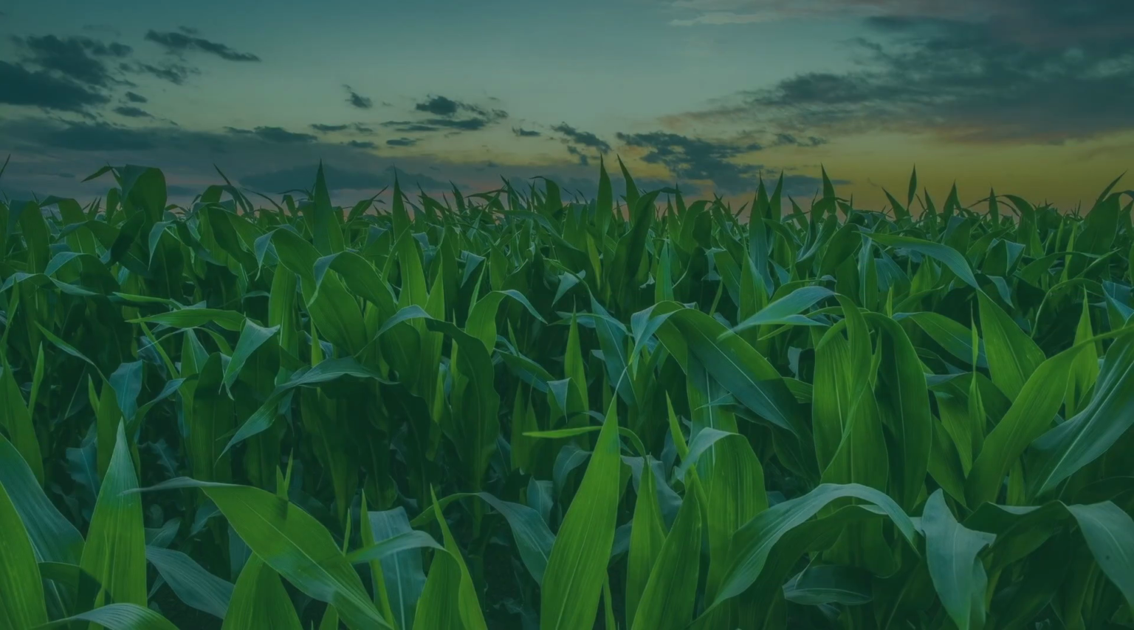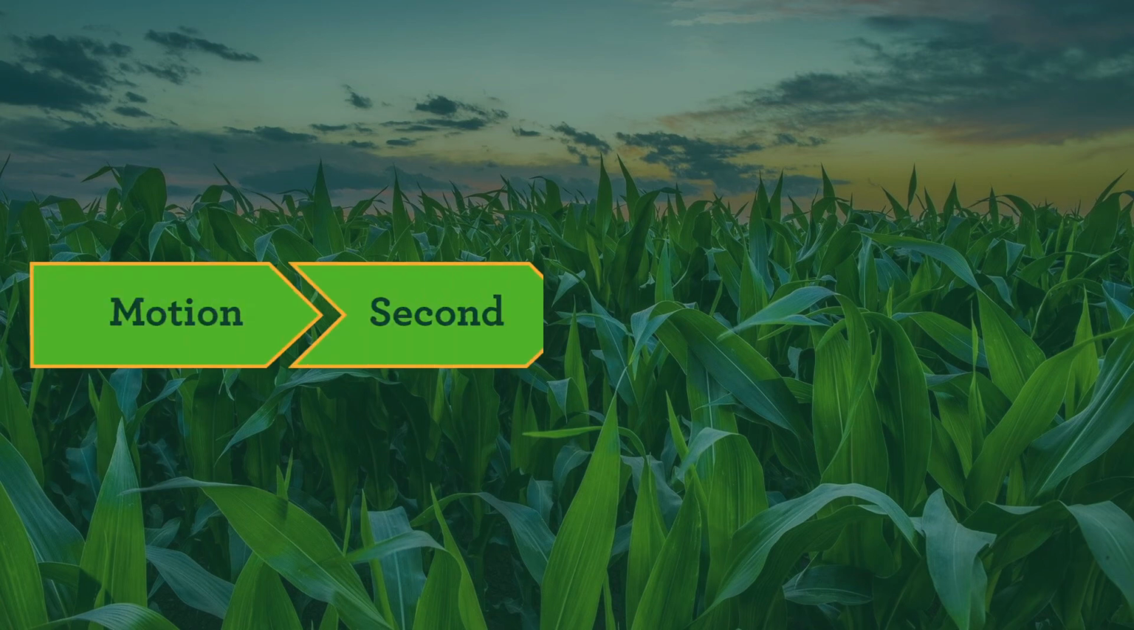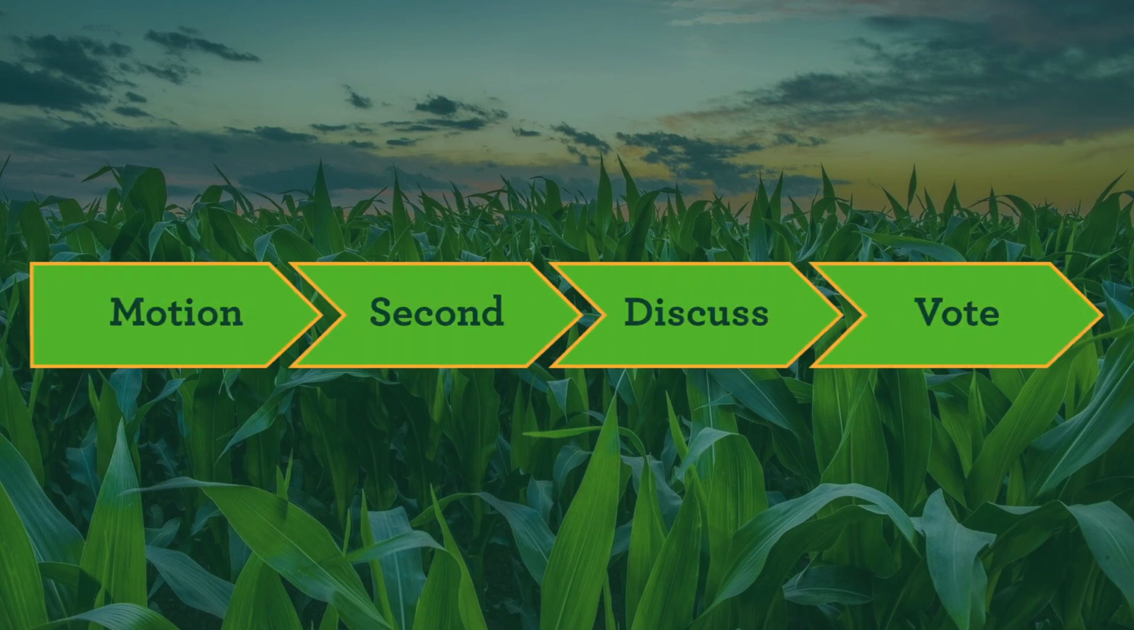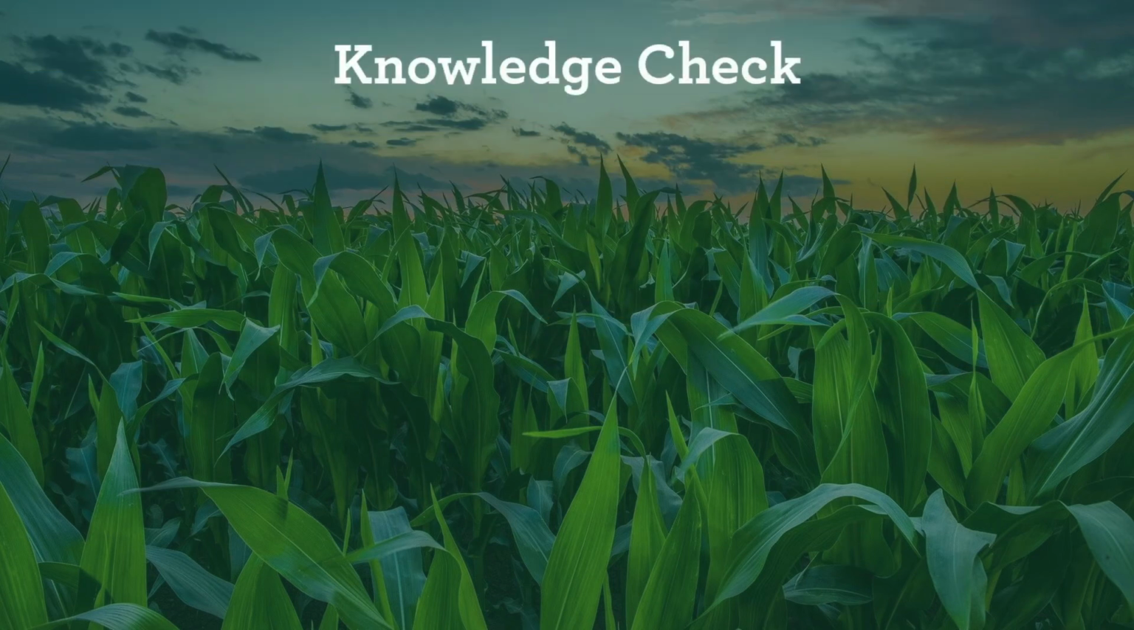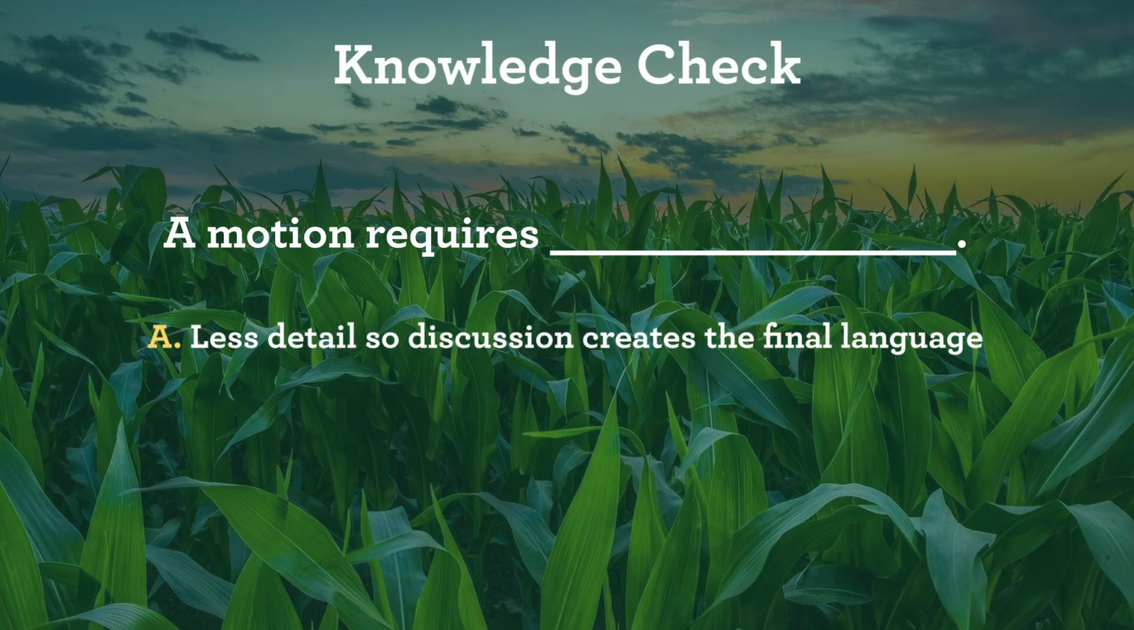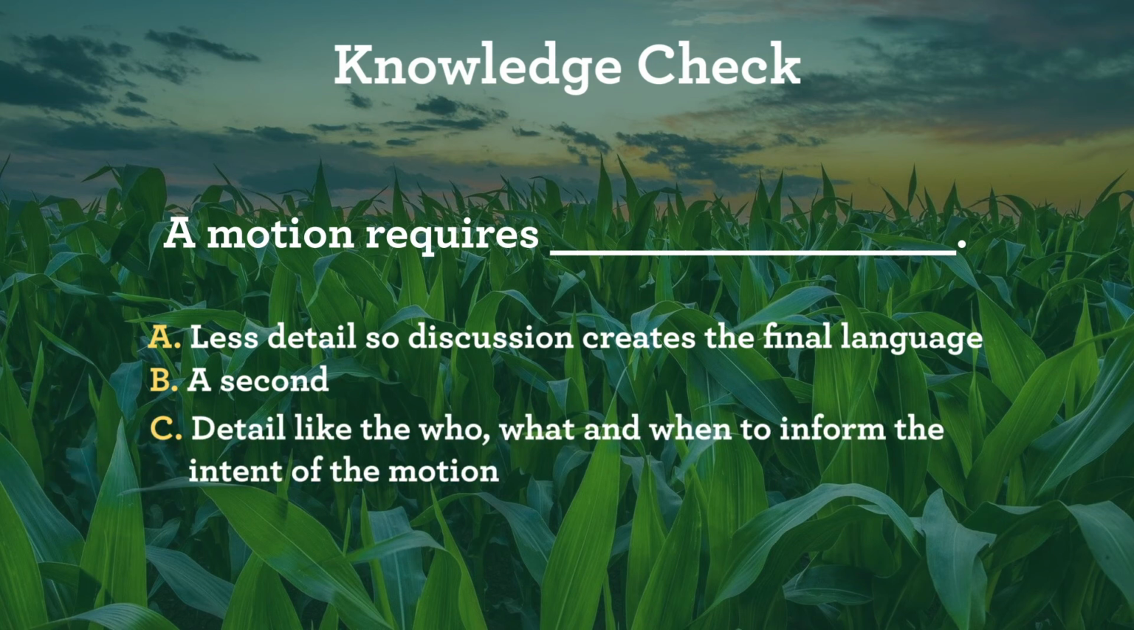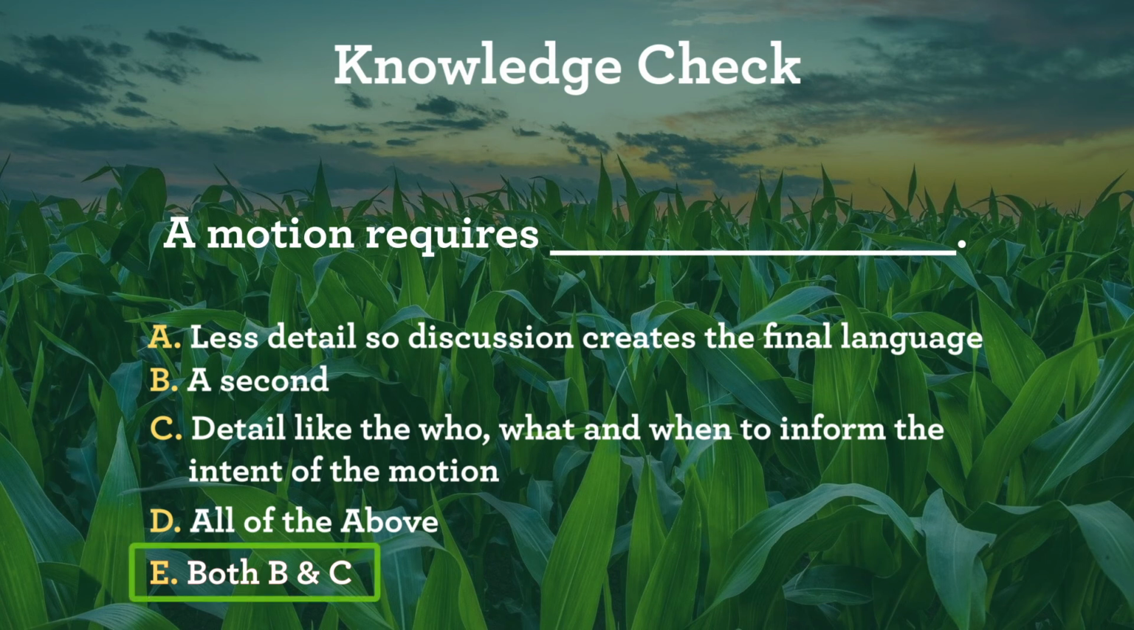As a quick look back, the four basic steps of a motion include making the motion, getting a second, which allows discussion, and then voting on the motion. Knowledge check. A motion requires: A, less detail so discussion creates the final language; B, a second; C, detail like the who, what, and when to inform the intent of the motion; D, all of the above; E, both B and C. The correct answer is E. A motion requires a second, and detail creates clarity, allowing someone to make the second and for the group to begin active discussion on the motion as you intended it.